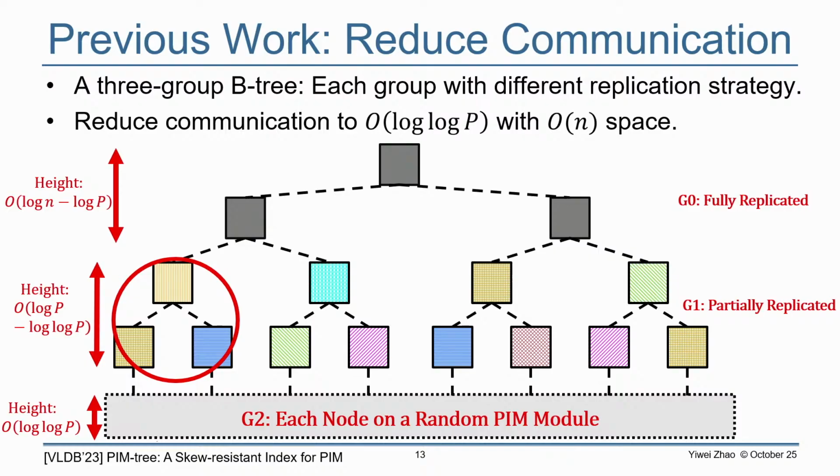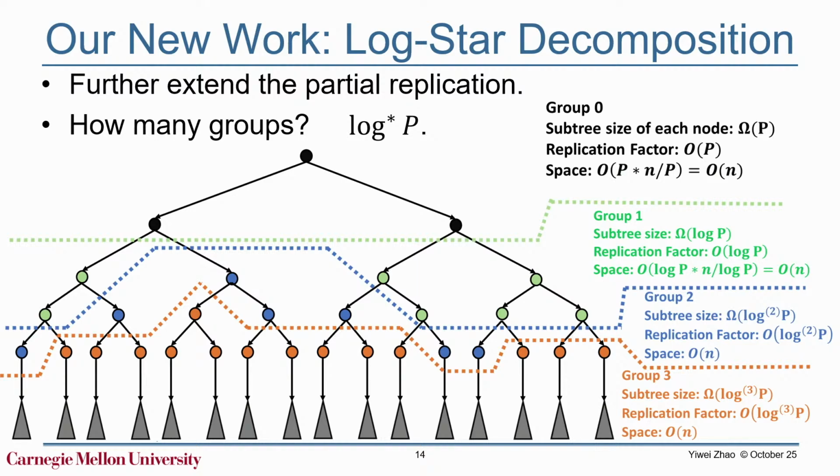So in such a way, in each of the groups, the space overhead and the update overhead can be bounded to constant, while all of the searches can be bounded to a local search through a PIM module in a load balanced fashion. So this is a 2-way replication. So what we need to do is extend this replication directly with a similar partial replication strategy. And we do need to mention that all of these replications are based on the subtree sizes. So we can extend this to log star P groups, in each of the groups except group 0, where we adopt a fully replicated strategy.